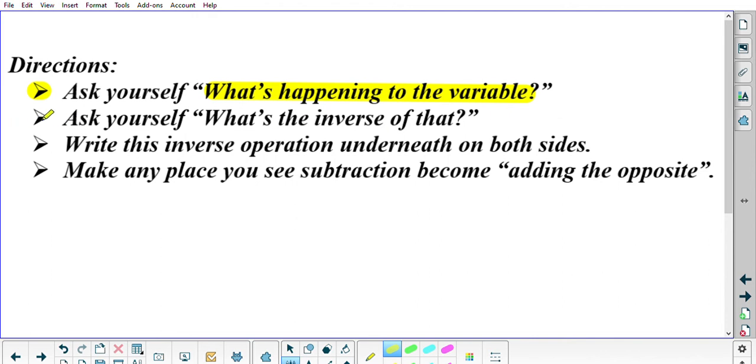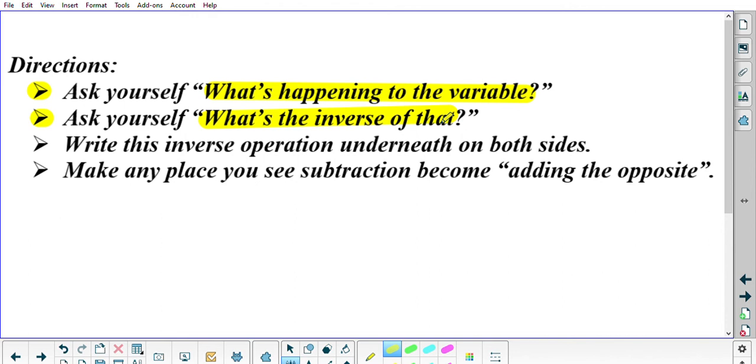Next question, just as important as the first one. We're going to ask and answer, what's the inverse of that? So if the variable is being added by something, we want to figure out what's the inverse of that adding, which of course would be subtracting. If the variable is being multiplied by something, then of course we're going to do the inverse of that, which would be dividing.